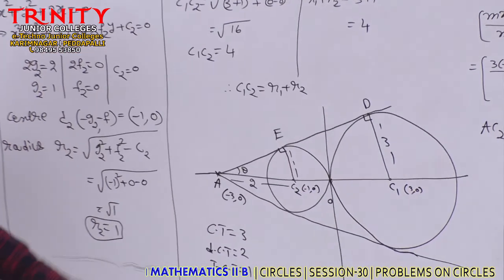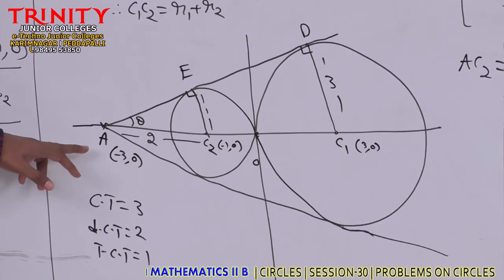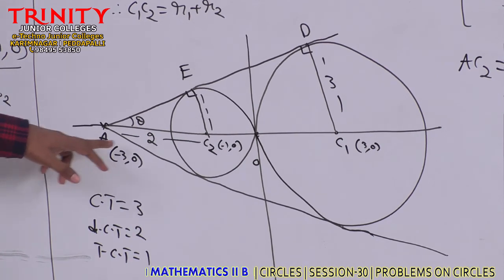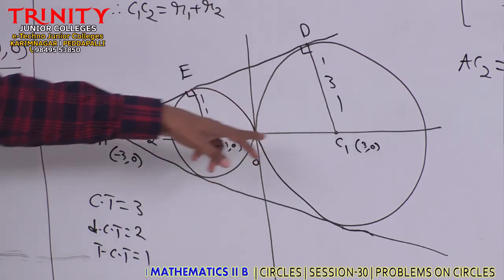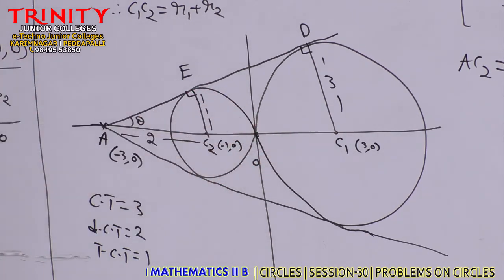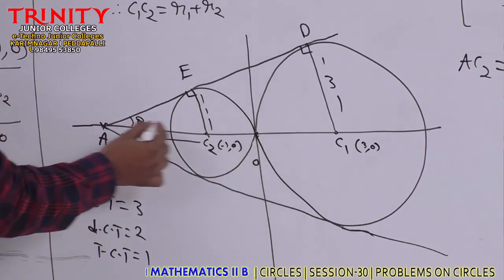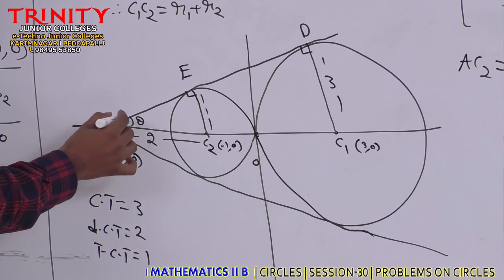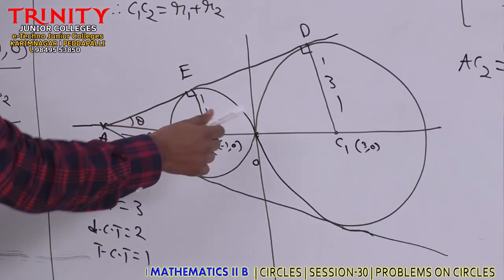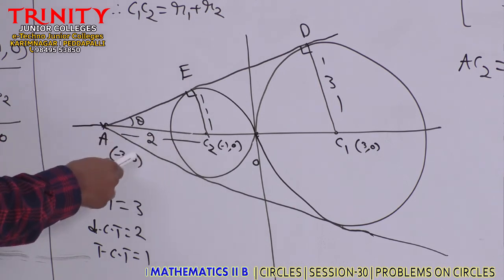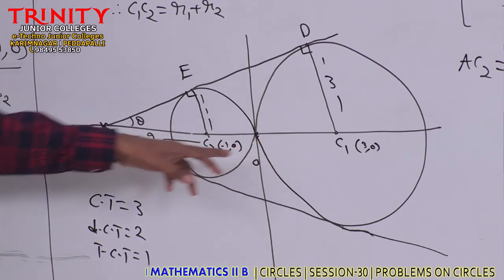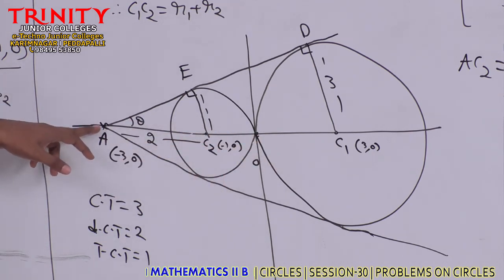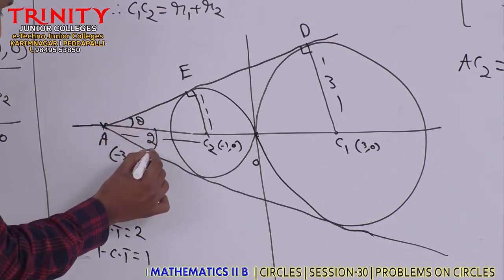We know the properties of the common tangents of the circles: the external center of similitude, center of the second circle, center of the first circle, and point of contact, these 4 are collinear points, and also the line divides the angle at the external center of similitude into two equal parts. That is, this line is the angular bisector of this angle. Suppose this angle is theta, this angle is also theta.